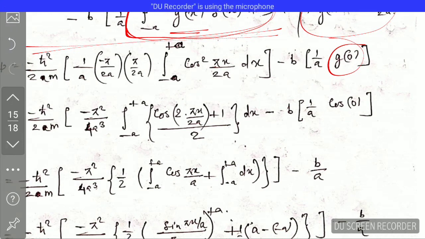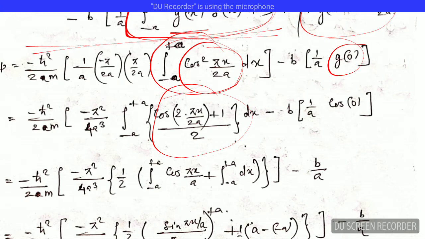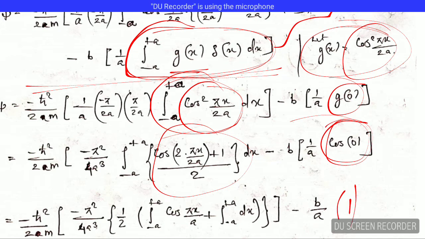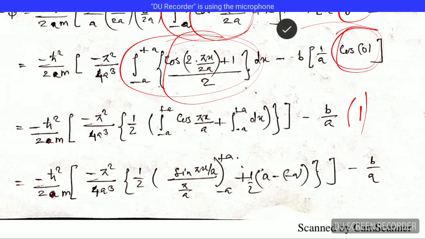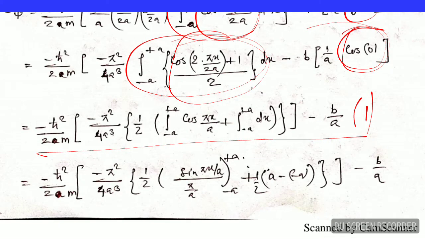Now we have to integrate this part, and I have used the formula which I have already explained to you. I wrote that formula. And this g(0), where g(x) was cos squared, so I have put in the value, and the value of cos 0 is 1, so here it will be just 1. Finally I have integrated this part, so the equation becomes like this. You can go through this, and then it is further integrated and you get this equation.